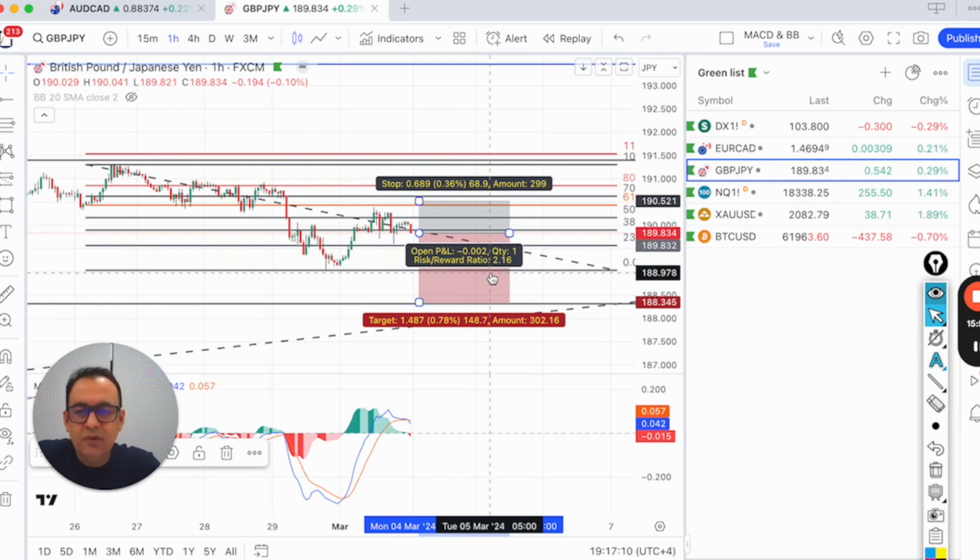So pound JPY, only in the short term, you can sell based on the technical setup. Fundamentally, there is no reason to short pound JPY until we see a change in monetary policy from the Japanese central bank. Now let's move to the next instrument, that's Nasdaq.